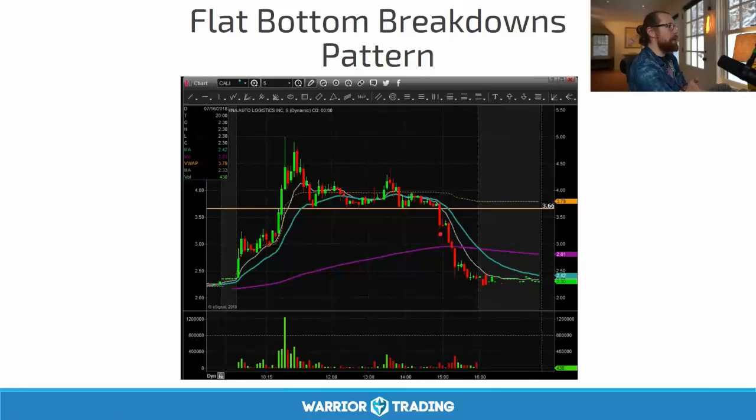It drops hard. It pops up. And now what's that pattern? A bear flag. Sells off again hard. Pops up again, sells off more. Sort of double bottoms here into the close and then kind of flatlining here.